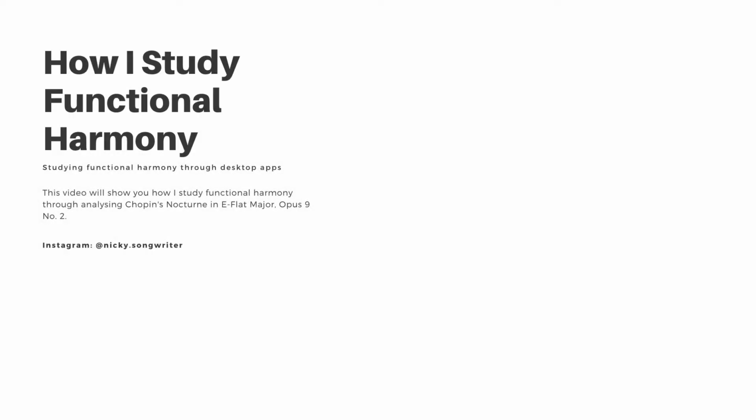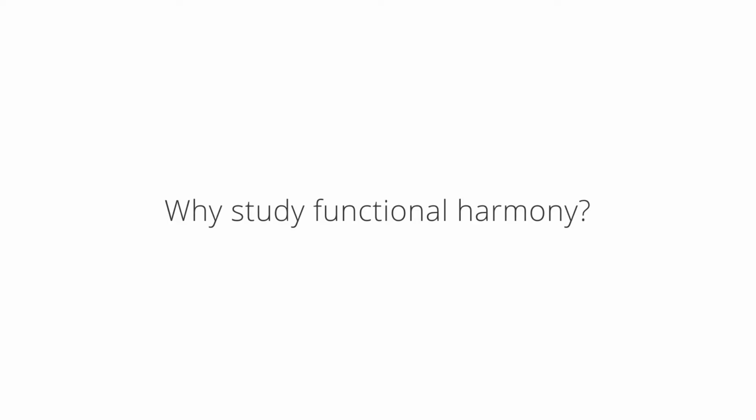This video will show you how I study functional harmony through analyzing Chopin's Nocturne in E-flat major, Opus 9, number 2. Why study functional harmony? Functional harmony is the basis of most, if not all, modern music, from classical to pop music. Understanding musical pieces at the level of functional harmony will give you insight into how chord progressions and harmonic movements work. Once you've gained that understanding, you can then use that knowledge in your own compositions.